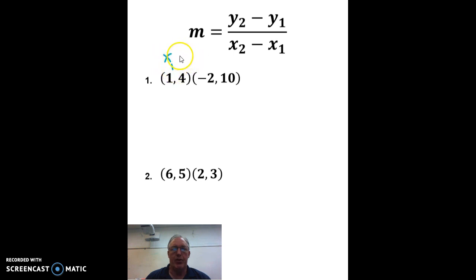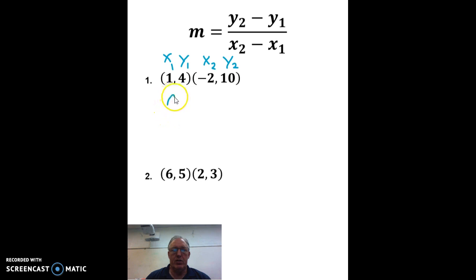We have to label each one so we can know what numbers we're going to insert into our formula. And this is very important that you do this every time. So you see now we took the 2 points on the graph with our coordinates, and now we're going to insert them into our formula up above.